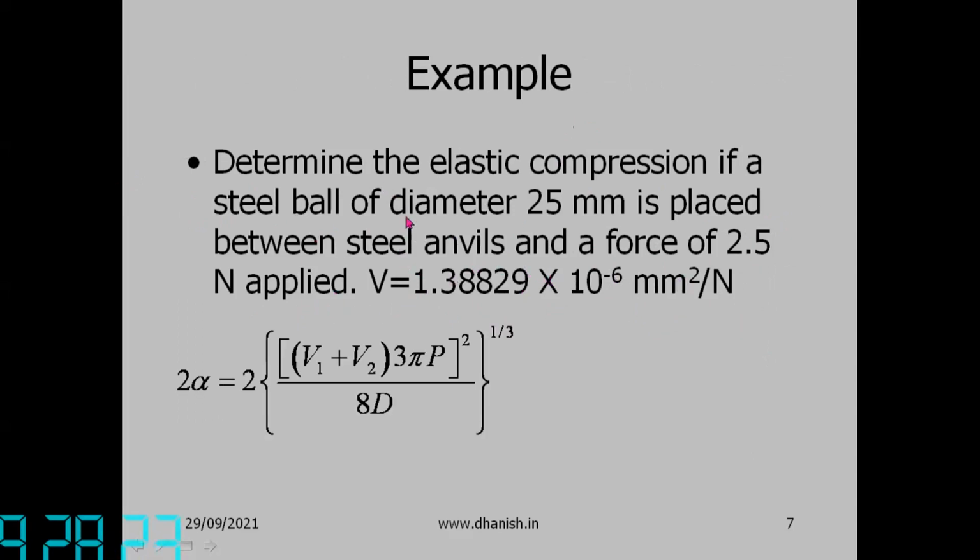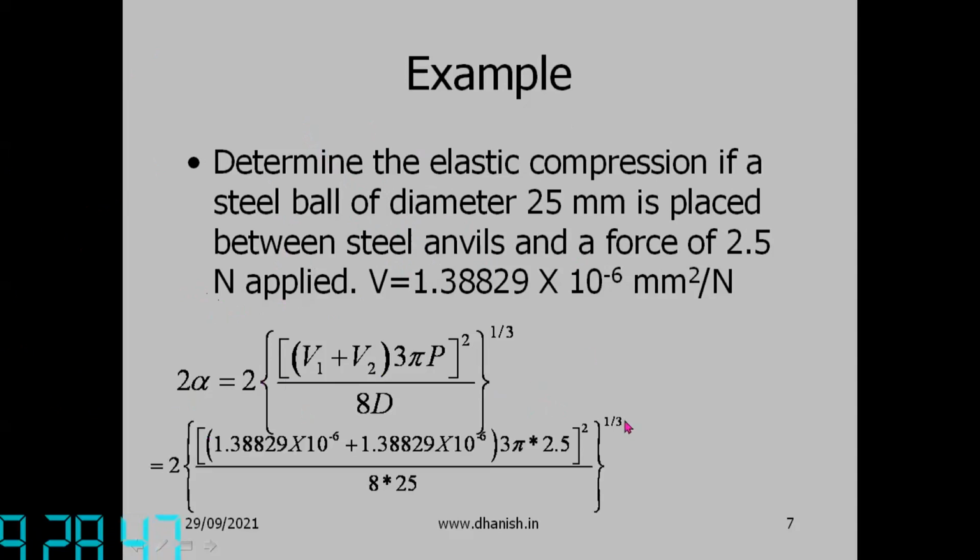So here, the previous formula is alpha for one side. The steel ball is placed between steel anvils, so that's just like a micrometer. It is placed between the micrometer faces and tightened. Then the total deformation will be the deformation on both sides, so that is equal to 2 alpha. The rest is the same, so substitute and try to calculate.